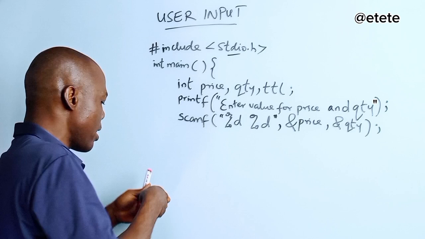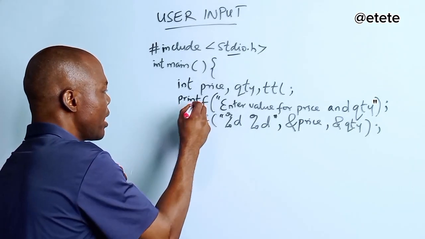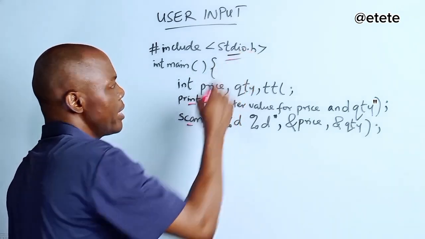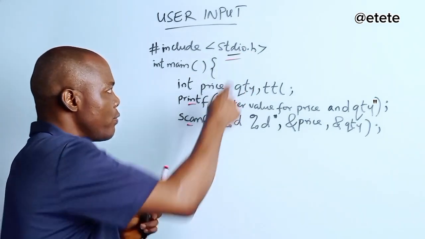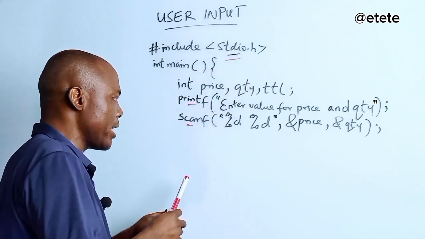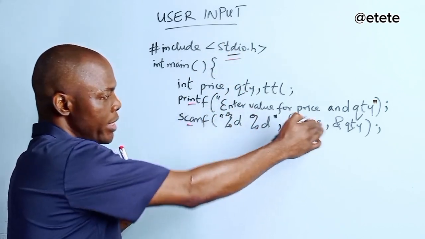Now, where is this printf and this scanf? You will find it here. That's where you find this. So this is where they've been declared. And now I'm calling them to use them here.